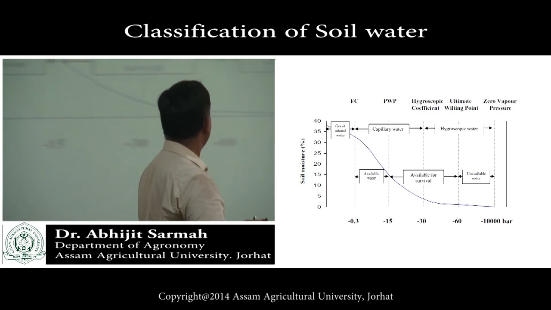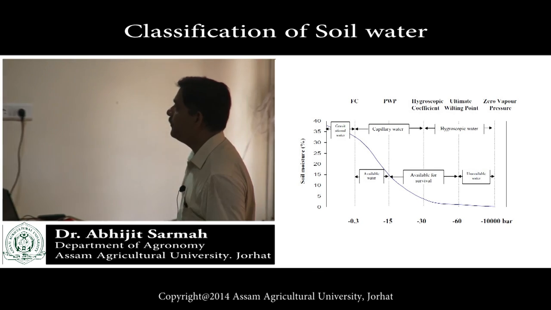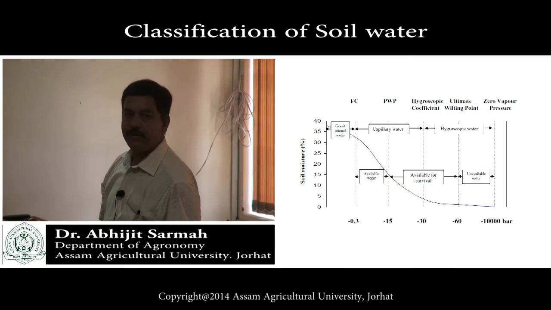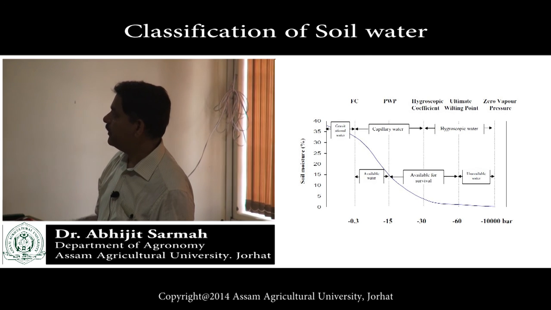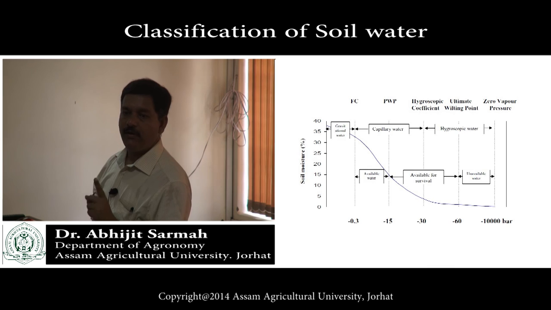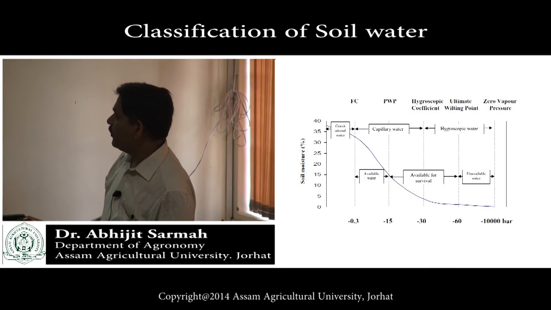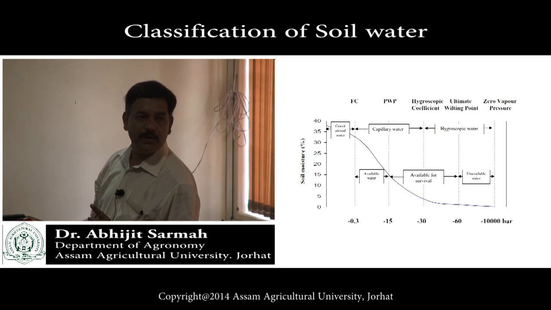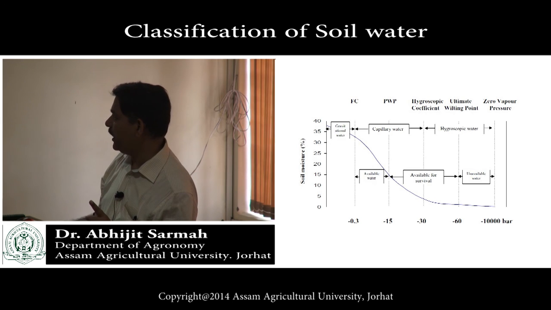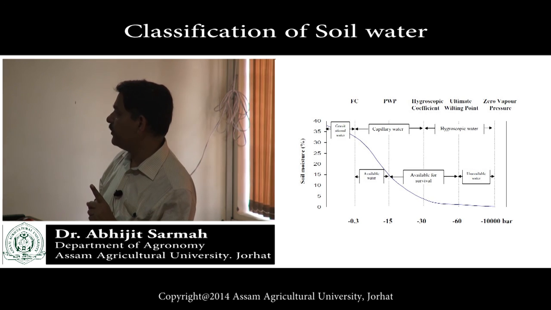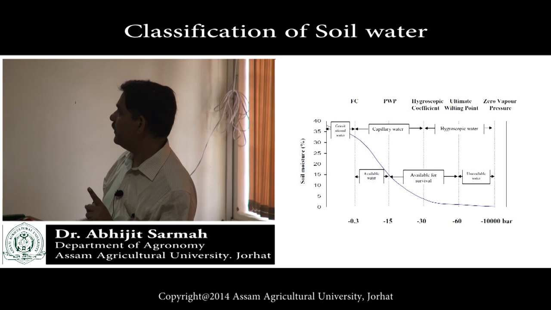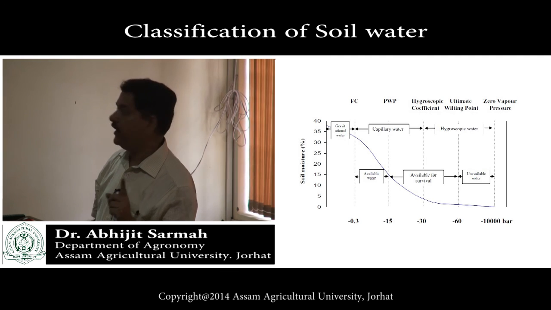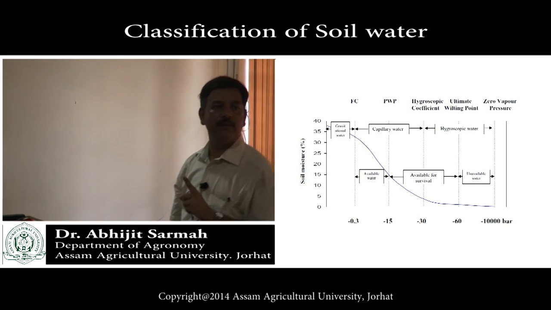Now the same diagram is drawn here. The water between 0 and minus 0.3 bar will be drained by the gravity. This is gravitational water or drainable water. Then minus 0.3 bar onwards is the capillary water. A part of capillary water will be available. What is the range? Minus 0.3 bar to minus 15 bar. It is available for survival. So the rest of the water is not available to the plant.